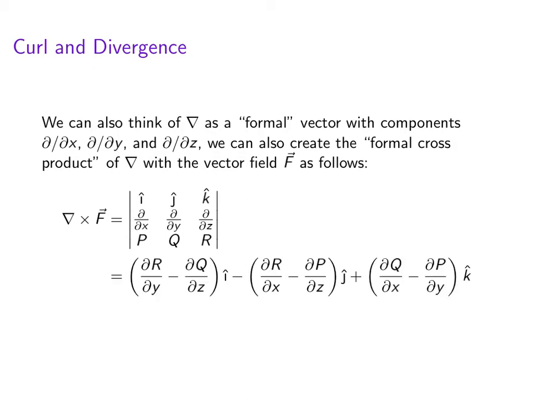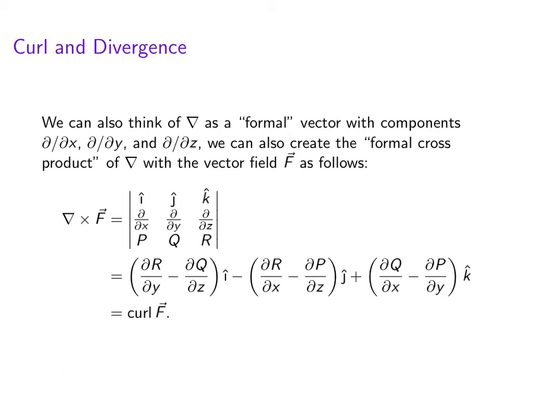Okay, so you can work out, say, the i component. How does that work? Well, you take this determinant here, and what you're doing is ∂/∂y of R. So that's ∂R/∂y minus ∂Q/∂z. And if you do that for each one of these pieces, then you're going to end up with the expression that you see here.